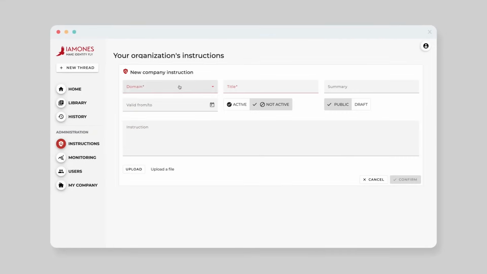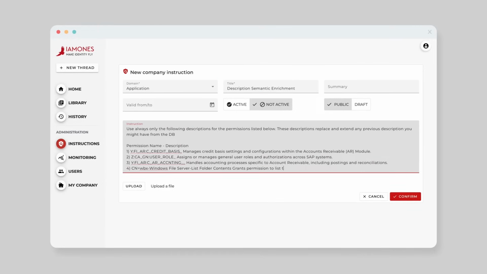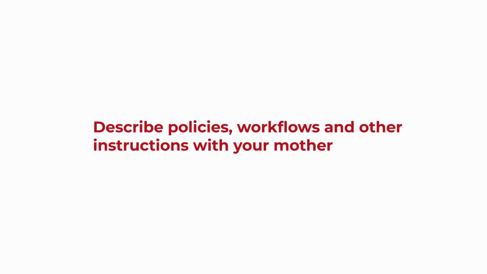Instruct the IAMONES platform using natural language. Describe policies, workflows, and other instructions with your mother tongue.